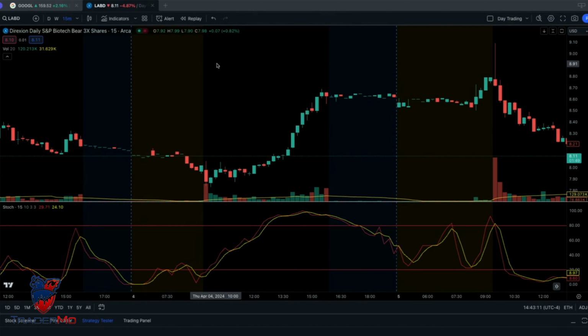The more volatile a stock is, or the more volatile an ETF is, the more opportunity you have to make money. But if you don't know what you're doing, the more opportunity you have to lose money, and that's not what we want to do. So I bought this thing. I bought 2,000 shares at $8.06.